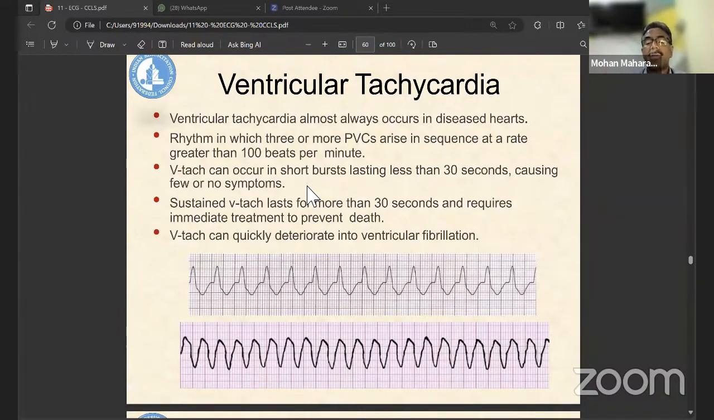That will depend on the QRS, as listeners will come to know. Sustained ventricular tachycardia lasts more than 30 seconds and requires immediate treatment to prevent death. This identification is required by every doctor, and it saves a lot of lives. That is the real goal of CCLS. VTAC can quickly deteriorate into ventricular fibrillation.